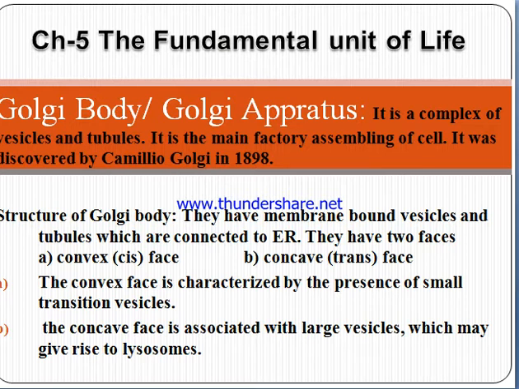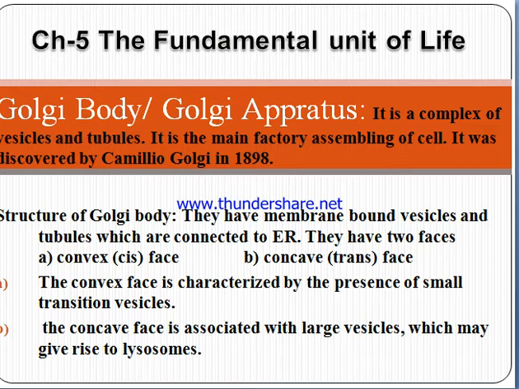It was first discovered by Camillo Golgi in 1898. What is the structure of Golgi bodies? It has membrane-bound vesicles and tubules which are connected to the endoplasmic reticulum. It has two faces, one is the convex face and the other is the concave face. The convex face is generally known as the cis face and the concave face is known as the trans face.